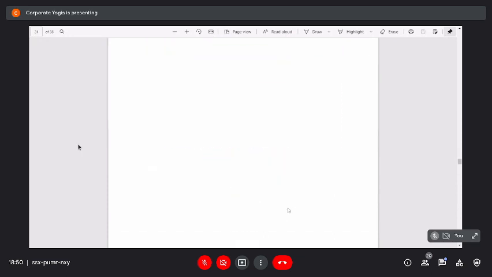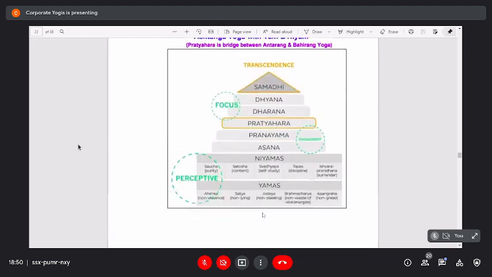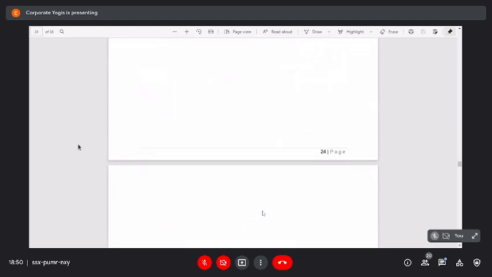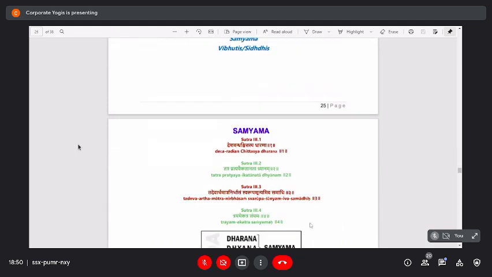That means they should start with Yama, then Niyama, then Asana, then Pranayama, and eventually go for Samadhi. This is the way for beginners. If you have already attained some level, then you can directly go to Kriya Yoga. So the Kriya Yoga is for the Madhyamadhikari, and the Uttamadhikari directly get into the Samadhi state.